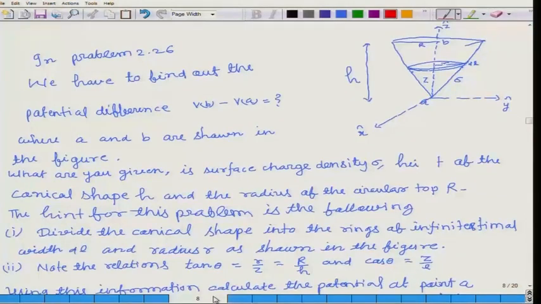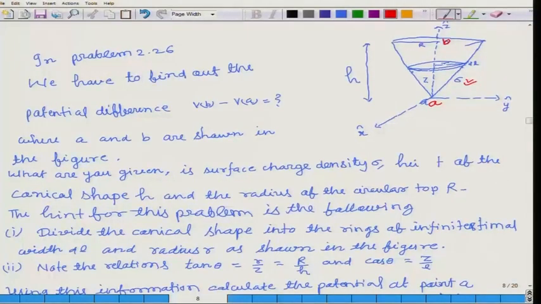Our next problem, which is 2.27, you are given a conical shape on which the surface charge density is sigma. You have to find out the potential difference between point B, this is B, and A, this is your A. What you are given is the height of this conical shape is h and the radius of this circular top is capital R. So, the information needed to solve this problem is the following.